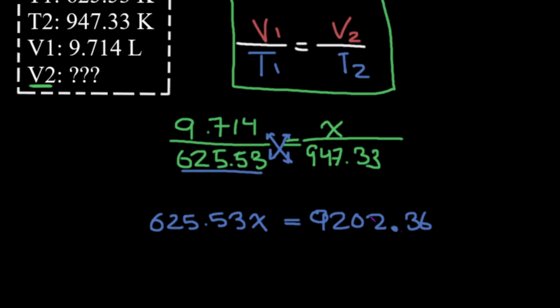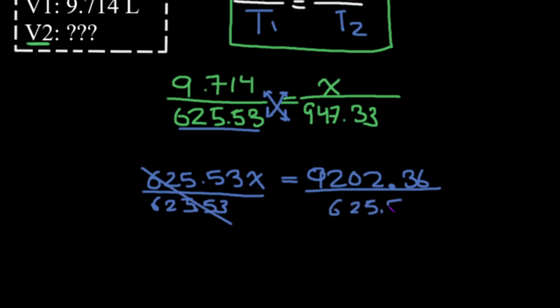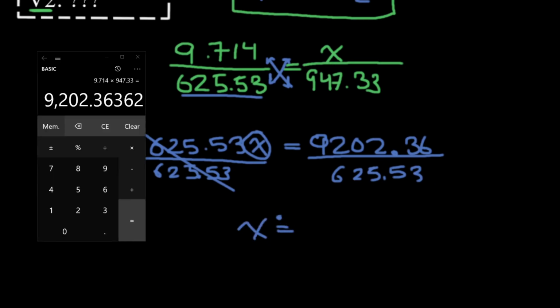Let's put 9202.36. Alright, now you do a simple one-step equation. You just divide both sides by what is attached to the variable. Right here, what's attached to the variable is 625.53. That will cancel, and you divide the other side by 625.53. So now we know what x is alone. x is simply 9,202.36 divided by 625.53. Let me get the calculator again: 9,202.36 divided by 625.53 will give you 14.71.